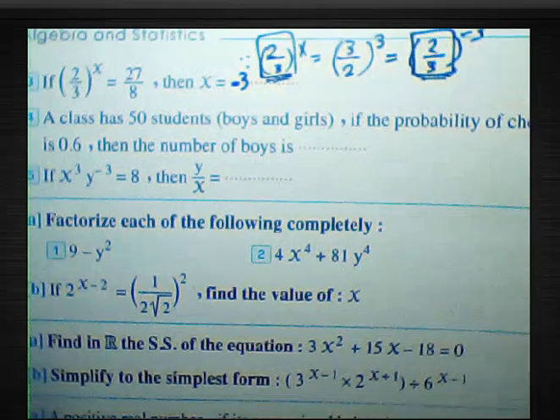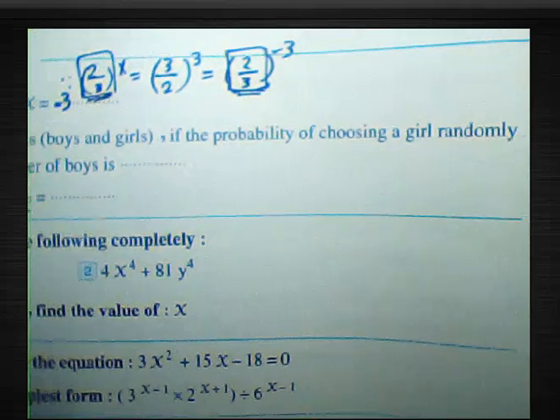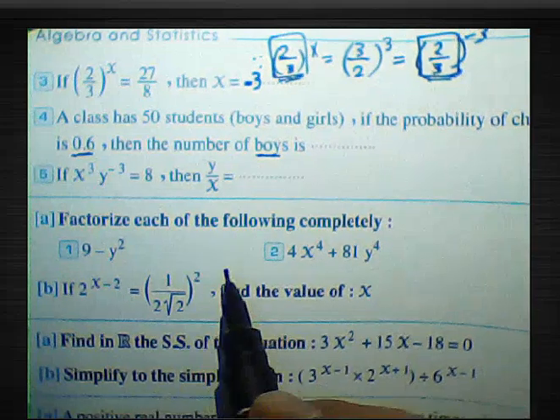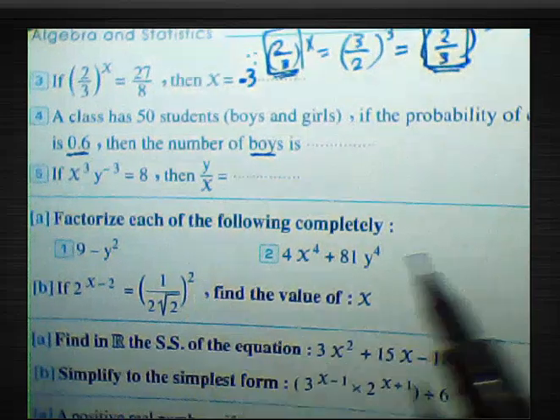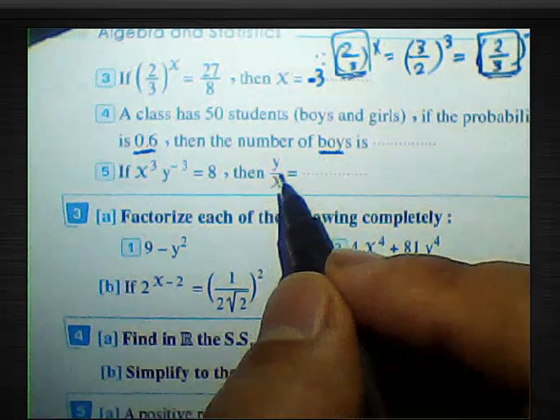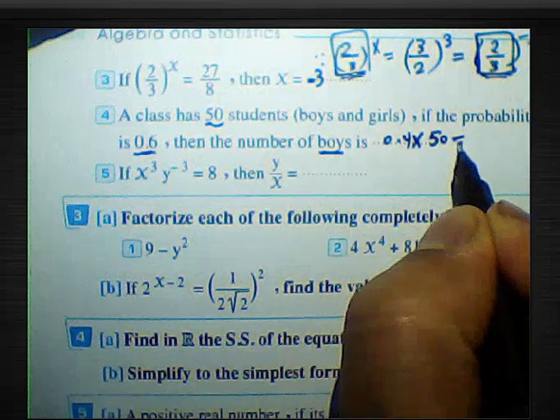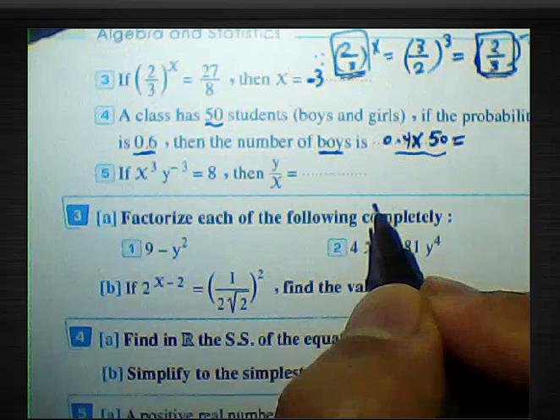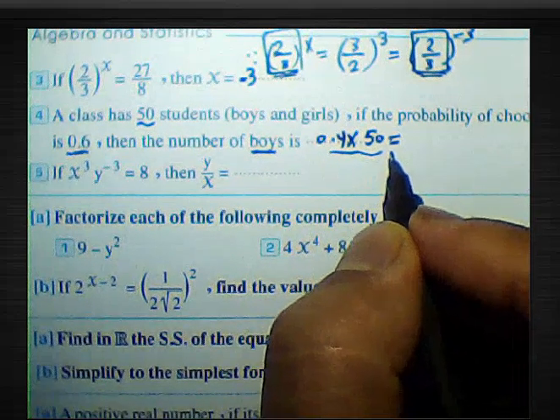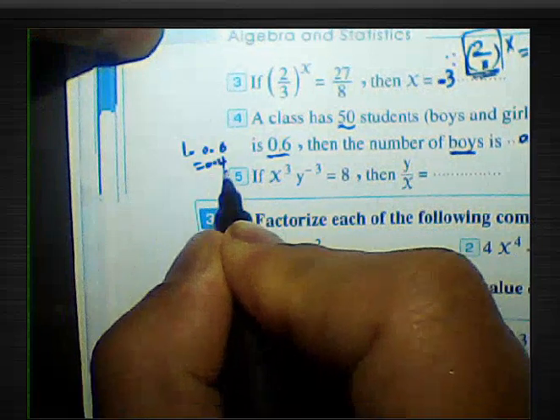Question number 4. A class has 50 students, boys and girls. If the probability of choosing a girl randomly is 0.6, then the number of the boys will be what? He gives us the probability of choosing a girl. So the probability of choosing a boy will be 0.4. Multiplication by the total 50 gives us the number of boys. The probability of choosing a boy randomly is 0.4 because 1 minus 0.6 equals 0.4.